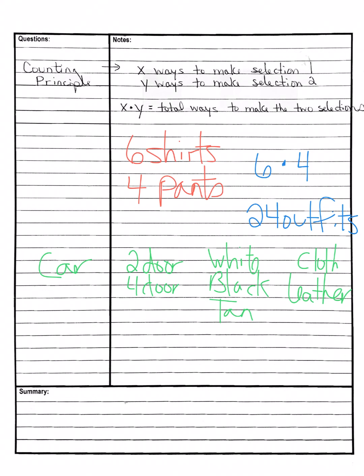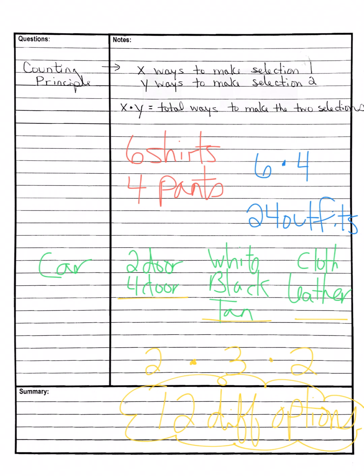If we want to find out how many total different options we have here, well, 2-door and 4-door, that's 2 options. Times, this is our counting principle, the white, the black, or the tan for the inside, that's 3 different options for the interior. And last, we could either pick cloth or leather, that's 2 more options. How many different options do we have here? Well, 2 times 3 times 2 is 12 different options. So that's the counting principle.